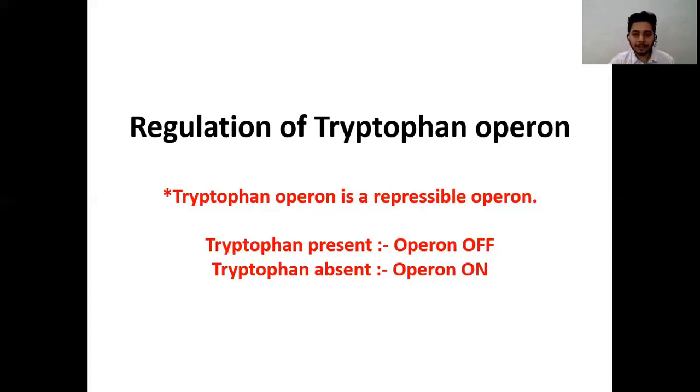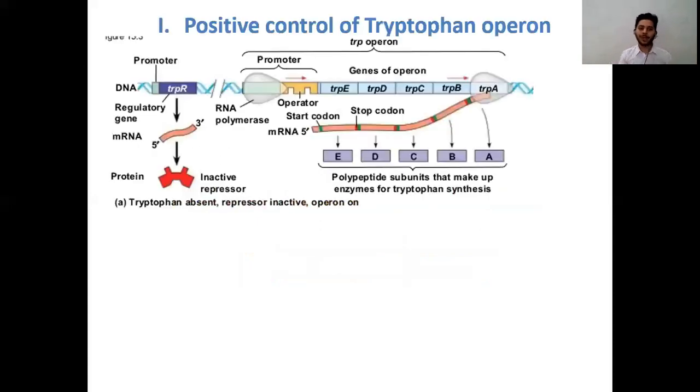So let us understand the regulation of the tryptophan operon just like the way we did for the lac operon. First, let us see the positive control of the tryptophan operon. Positive control means the tryptophan operon has to be switched on. We already know when the tryptophan operon will be switched on: only when tryptophan is absent in the medium. So when there is a deficiency of tryptophan and a dire need of tryptophan, at that time the tryptophan operon has to be switched on.